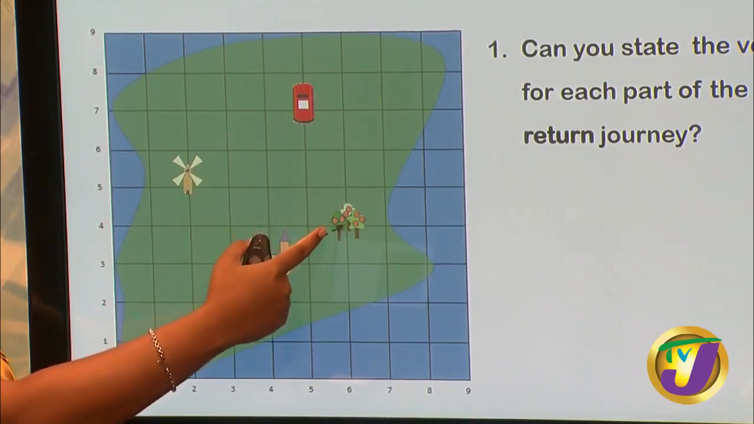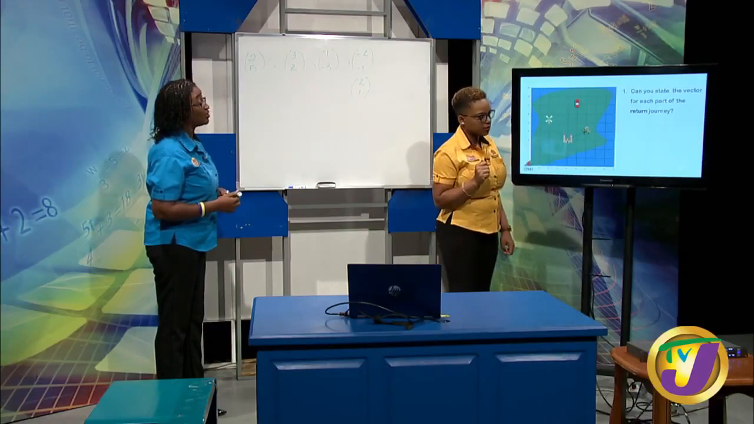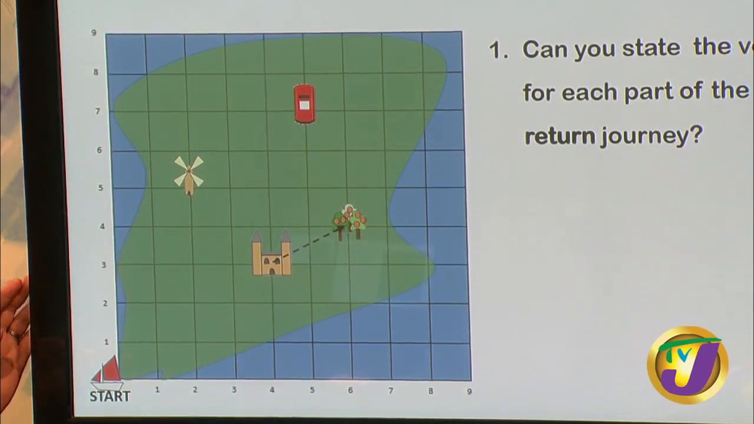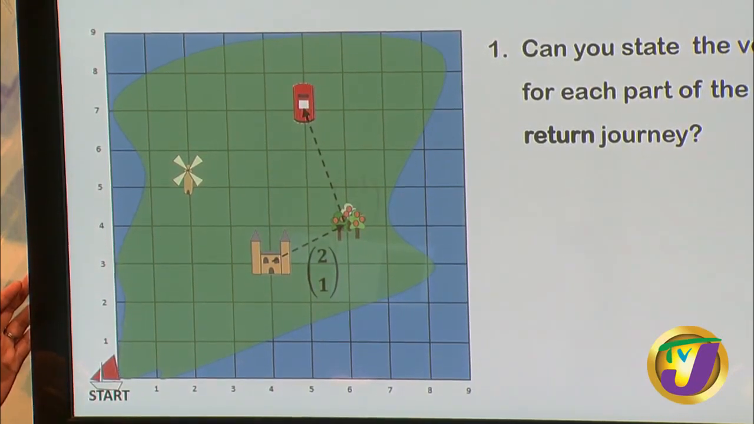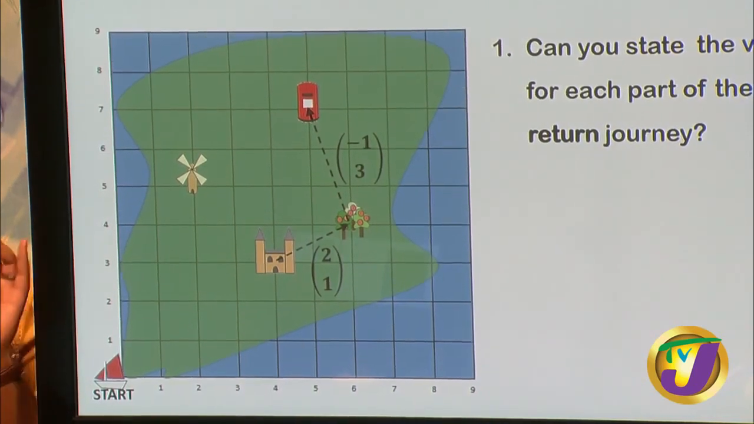1, negative 3. Okay, so how do we move from the tree now to the car? All right, so I'm seeing a leftward movement of 1 unit. So that's negative 1. And I'm seeing an upward movement of 3 units. So that's positive 3. I hope our students are writing down these vectors. Negative 1, positive 3. That's what you said?